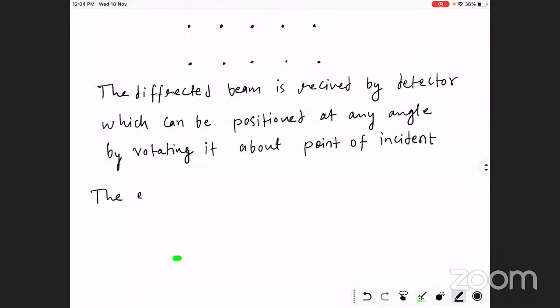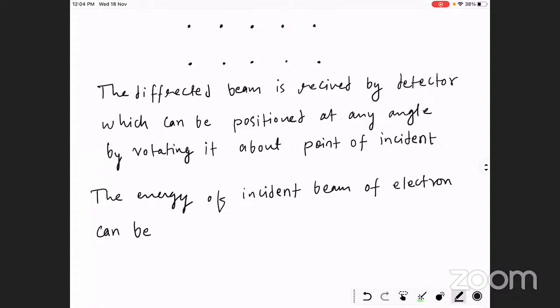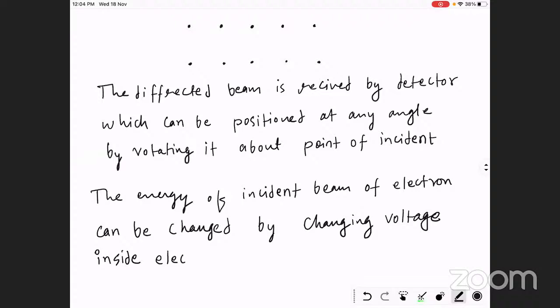Now, the energy of the incident beam of electrons can be changed by changing the voltage inside the electron gun. It will be a 5-mark question. That's why we are writing everything in so much detail.